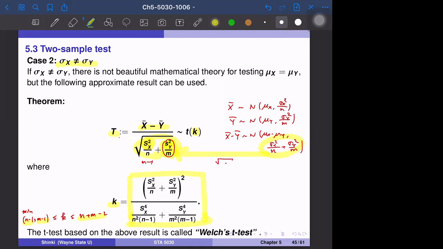The exact formula is here, and the rejection region is given in the same way. This is called Welch's t-test. k may be fractional, such as 10.5 or 11.9. For the specific example of the Detroit and Dearborn case, n plus m minus 2 is 10, so the degrees of freedom would not be more than 10, but maybe 8.8 or 7.5.